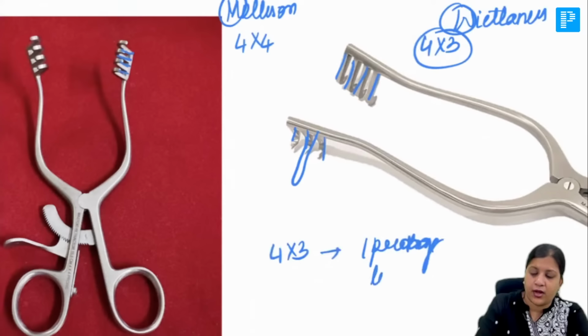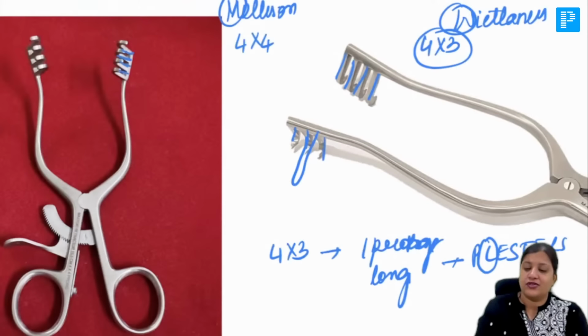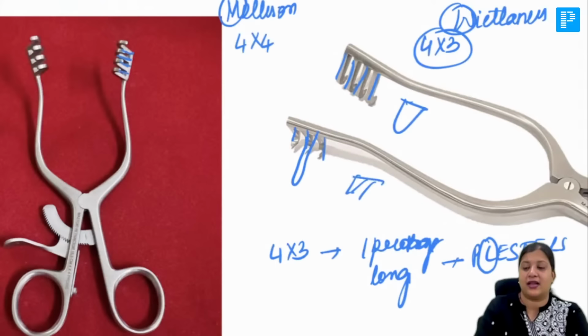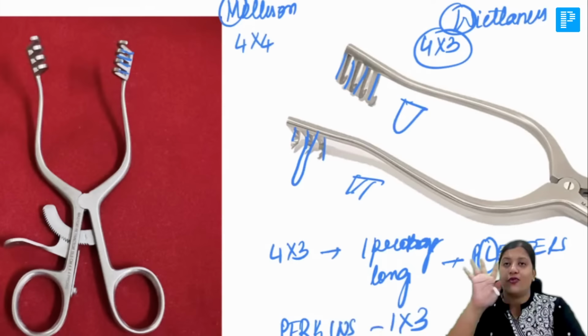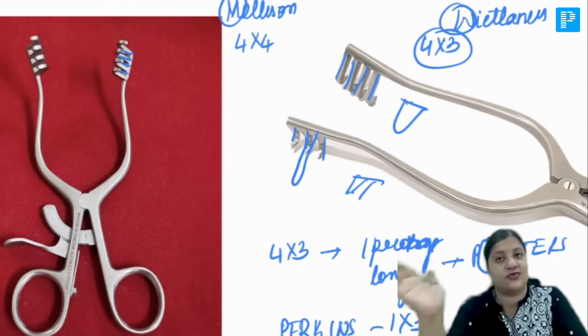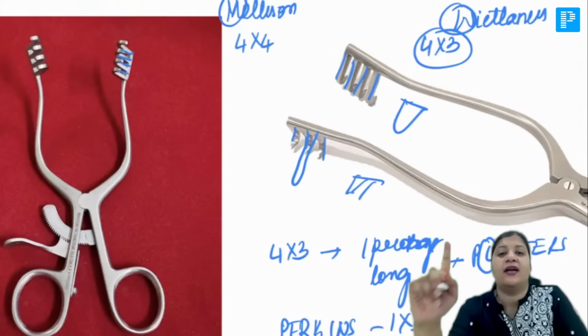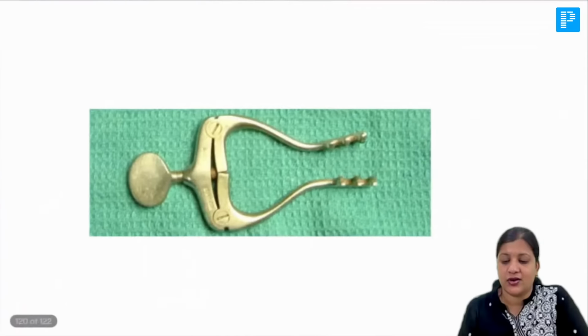So what is happening? One prong is longer, then we call it Plester's retractor. So one prong is longer, what do we call it? Plester's retractor. And if you just have one prong on one side, 2 or 3 prongs on another side, such a retractor, we call it Perkins retractor. So 1 by 3 is Perkins. So 4 by 4 is Mollison, 4 by 3 is Wheat-Lanner's. One prong longer in Wheat-Lanner's, we would call it Plester's, and Perkins is 1 by 3. So I hope all of you are clear with this mastoid retractor.